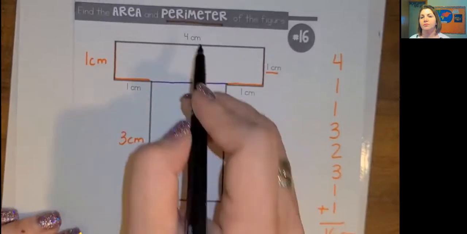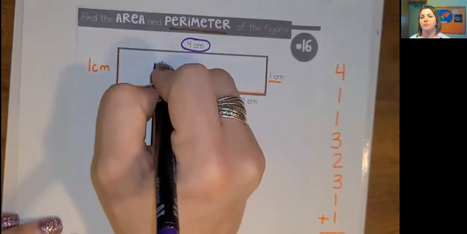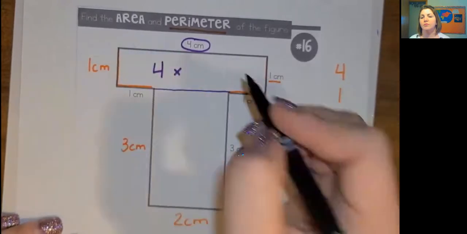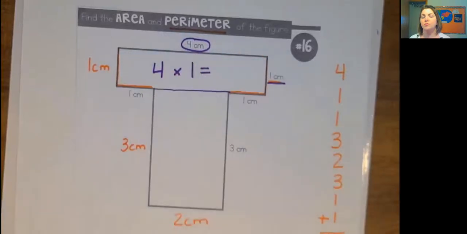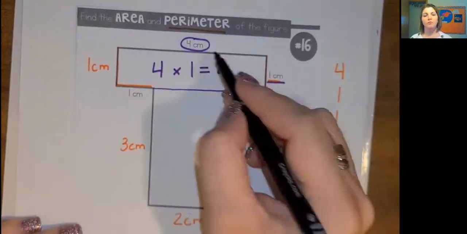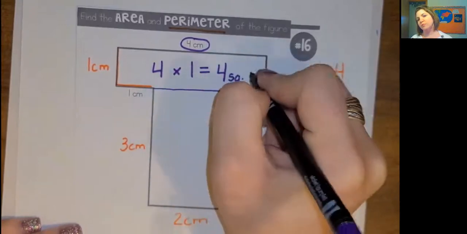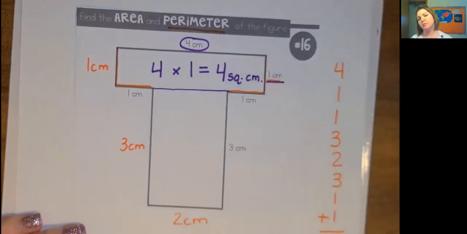My length of this shape is 4 centimeters. And I'm going to multiply that by the width, which is 1 centimeter. 4 times 1 equals 4. And it's not just centimeters. We measure area using square units. So it's square centimeters. Good job.